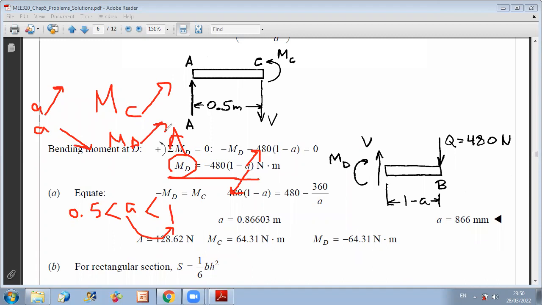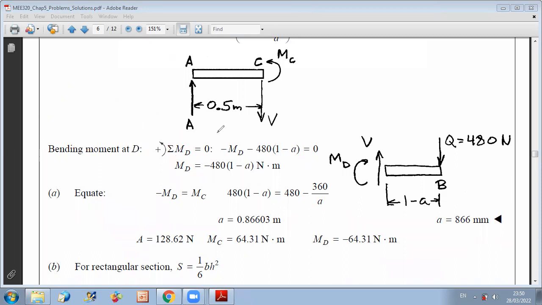So if you want to have a minimal absolute value, this will correspond to the value of A for which the absolute value of MC is equal to the absolute value of MD. We know that MC is positive and MD is negative. So we can say that the value of A which will minimize the absolute maximum value is the one corresponding to MC equals minus MD. You have already found the expression of MD as a function of A. So minus MD is 480 times (1 minus A), and MC is 480 minus 360 over A.